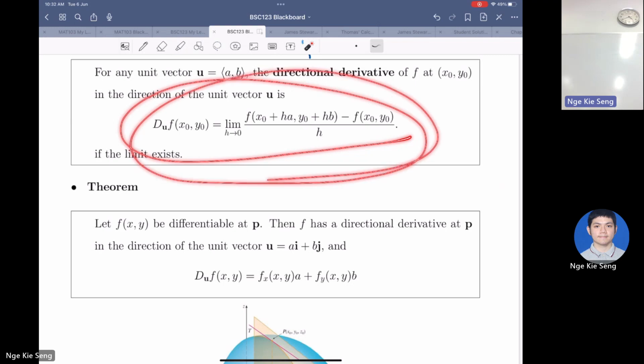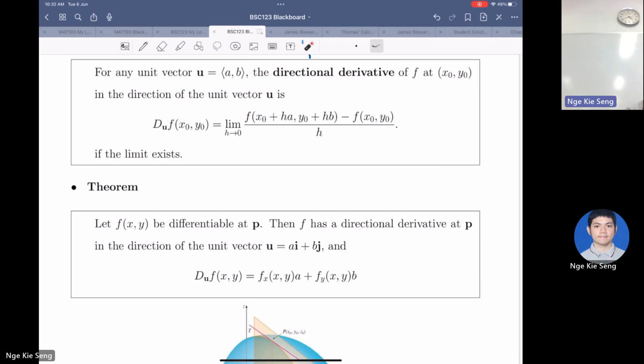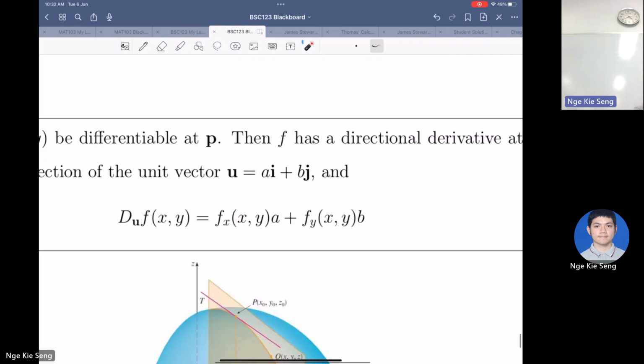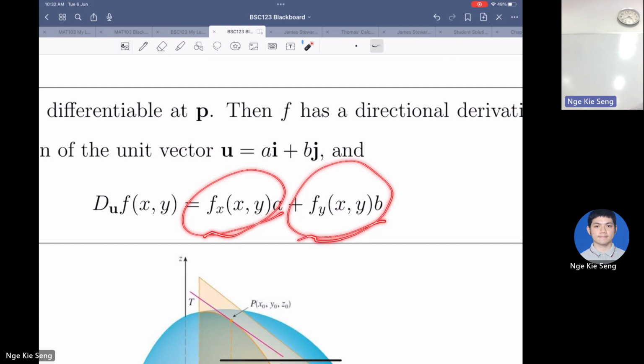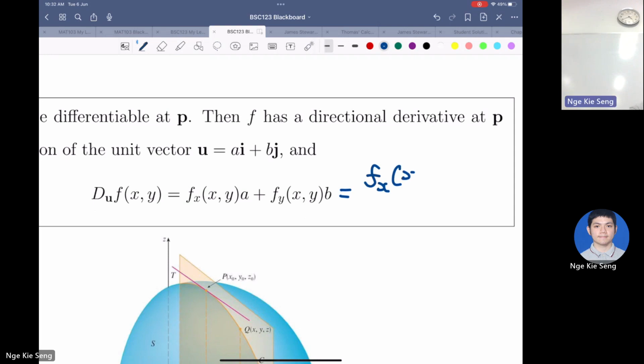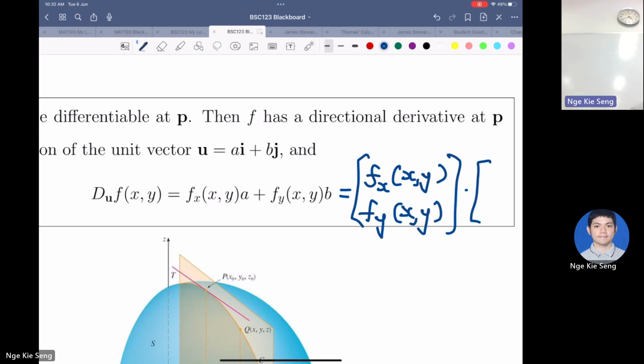So this first definition is intuitive but hard to compute. So how? We have a theorem here. Let's say our f is differentiable. Then f will have a directional derivative at any unit vector U. So how do we find this Du f? We don't use this limit definition anymore. We just use the partial derivative of x and partial derivative of y and the vector together. We found this formula here. I spoiler a bit. This is exactly the vector of partial derivatives dotted with the vector U. This is how you find the directional derivative in any direction with a unit vector.